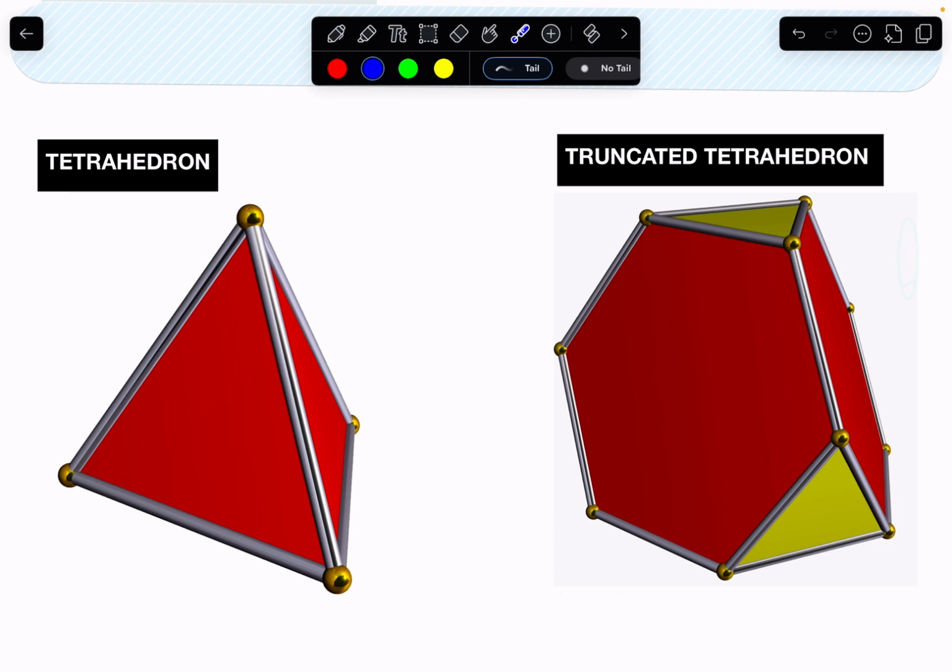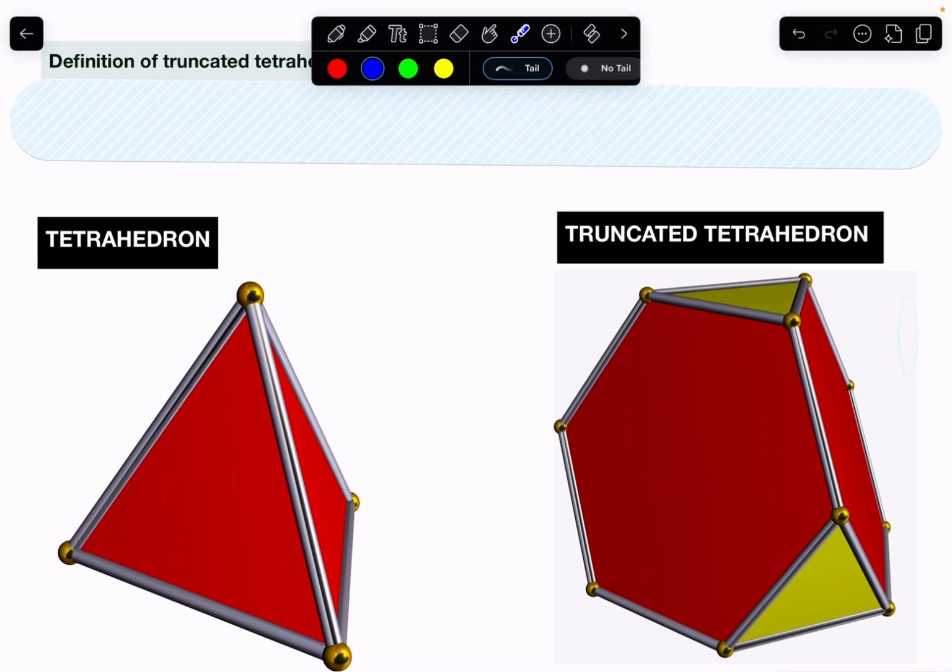Now the topic is about a truncated tetrahedron. So first, what is the exact meaning of truncated tetrahedron? How can we convert this tetrahedron into truncated tetrahedron? What are the different parameters like number of edges, number of corners, and number of faces in tetrahedron and truncated tetrahedron? How to compare and how to count? That's what we are going to learn.